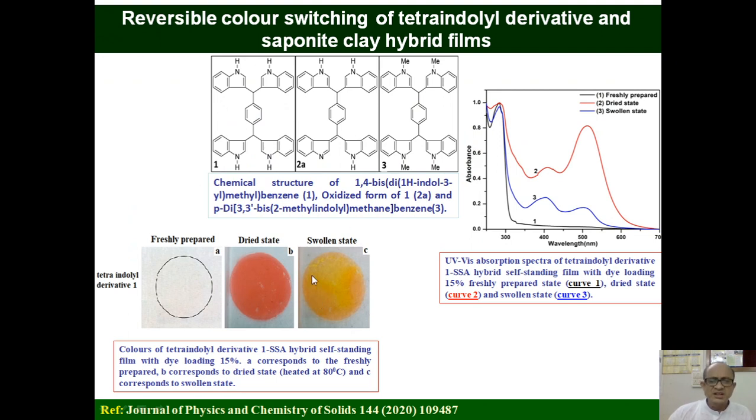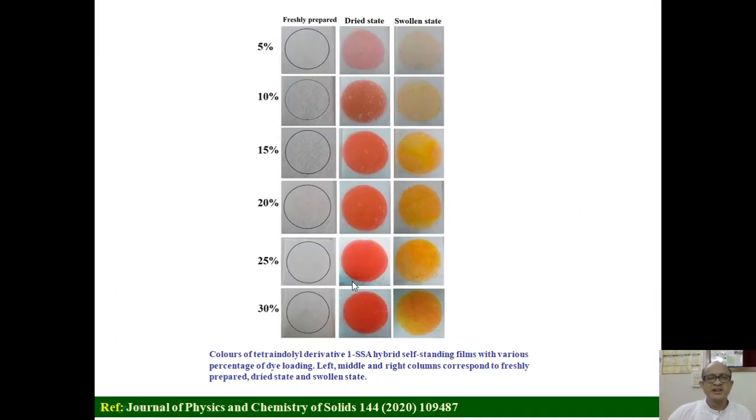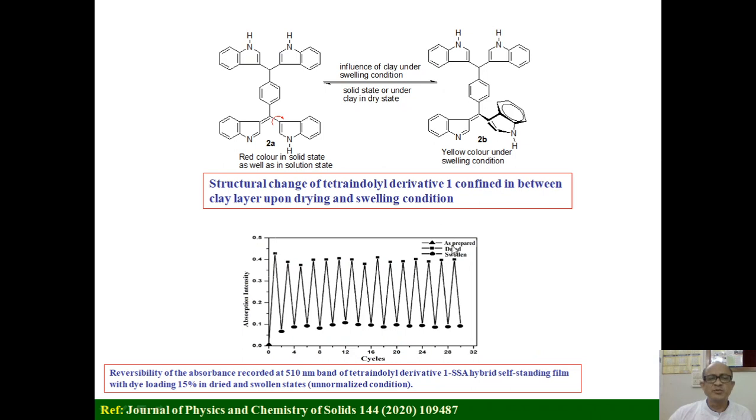Similarly, we can study the color switching for another molecule. It's an indolyl derivative. This is the freshly prepared film. This is the dried and heated film. This is swollen. And we have observed that this color change between red and yellow is reversible. You can see this is for different concentrations. This is no color as freshly prepared, dried is red, and swollen is yellow. And this is a reversible process.